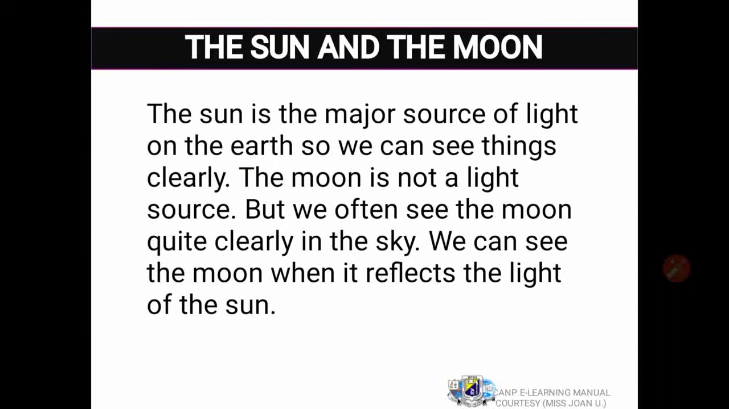Let's look at the sun and the moon. The sun is a major source of light on the earth, so we can see things clearly. The moon is not a light source. Take note, the moon is not a source of light. What happens is that we often see the moon quite clearly in the sky. We can see the moon when it reflects the light of the sun. But because we are on planet Earth, it appears to us as if it is a light. It is not a light. You will see it as we proceed.